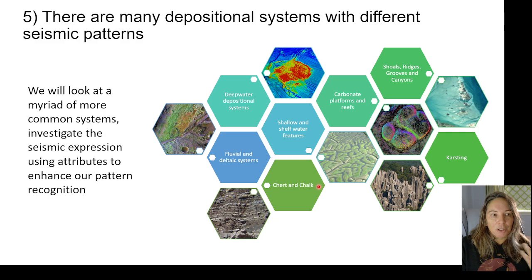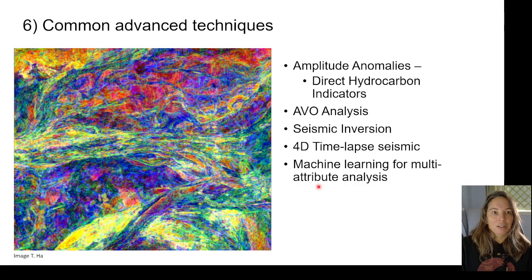So we're going to start going through that and really building up our experience and our abilities to recognize these patterns. And so after that, in a later module, I'm going to get into some more advanced techniques. These are things like amplitude anomalies, so our direct hydrocarbon indicators, AVO analyses, and seismic inversion, as well as the 4D time-lapse seismic I've briefly talked about, and then the machine learning.